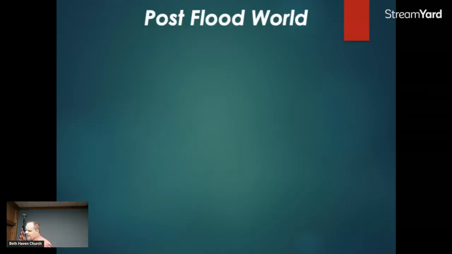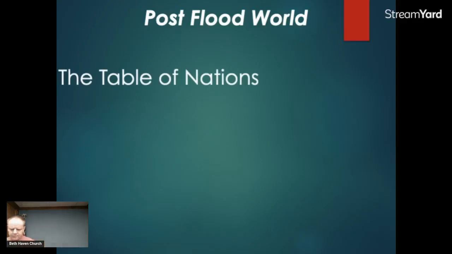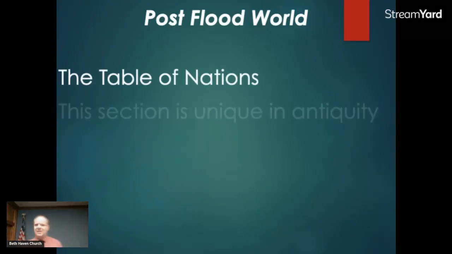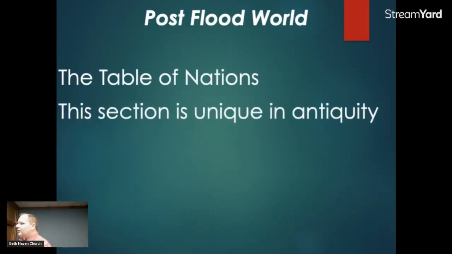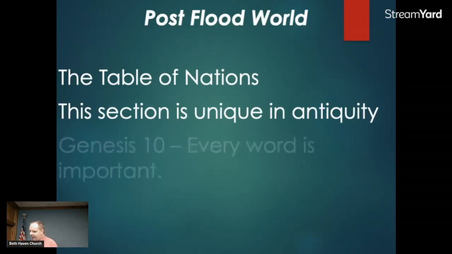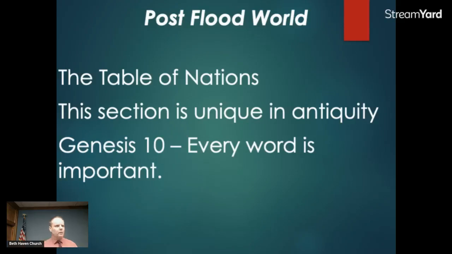What we call chapter 10 is the Table of Nations. This section is unique in antiquity. No other historical document that we could find in ancient history tables out the nations like this. In Genesis chapter 10, I'm going to say this, every word is important. Why do I say that?